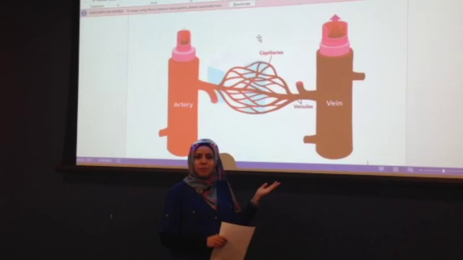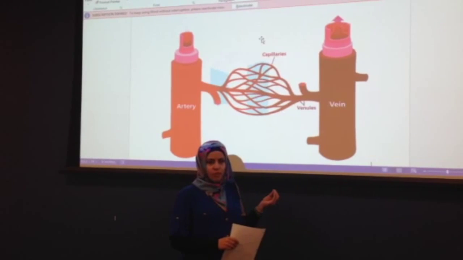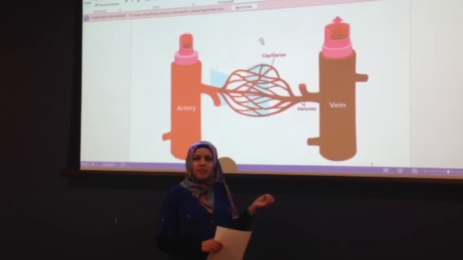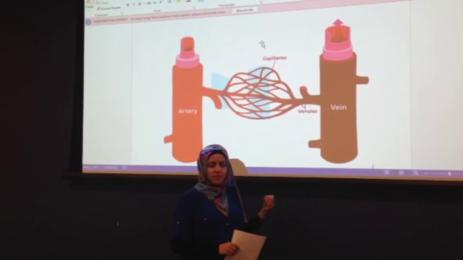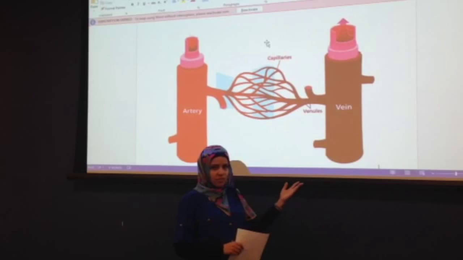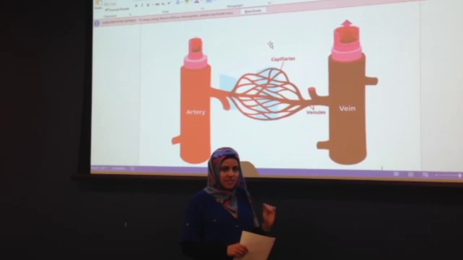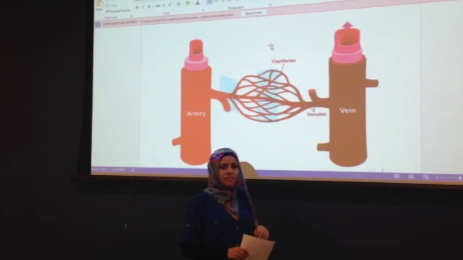I hope that helped in understanding how the flow of blood is physiologically analogous to current, by being that flow of blood depends on the pressure difference between the arteries and the veins, and resistance is constant. So blood flow equals delta P over resistance.